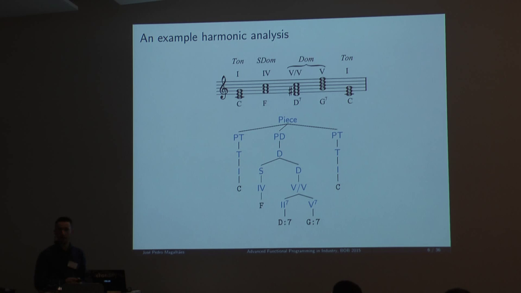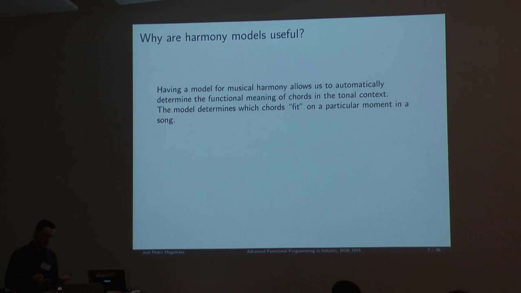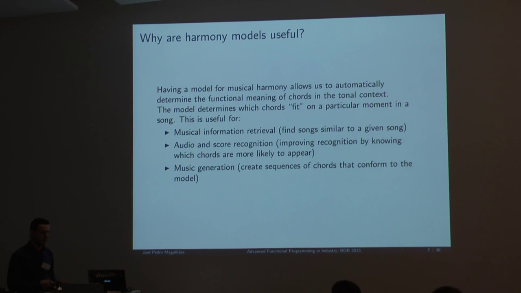So in the dominant we see that we group the three middle chords. And in particular this one here, we can see that the D7 is a dominant of the G7 itself. So it's a secondary dominant. The D7 leads into G7 and the G7, in its turn, leads to C. So this is the kind of structure that is hidden in this sequence and that I want to model formally. And now, why would I want to do that? Because once we have this model of harmony, we know which chords fit in a sequence and which chords do not. And now we can use that for several things.